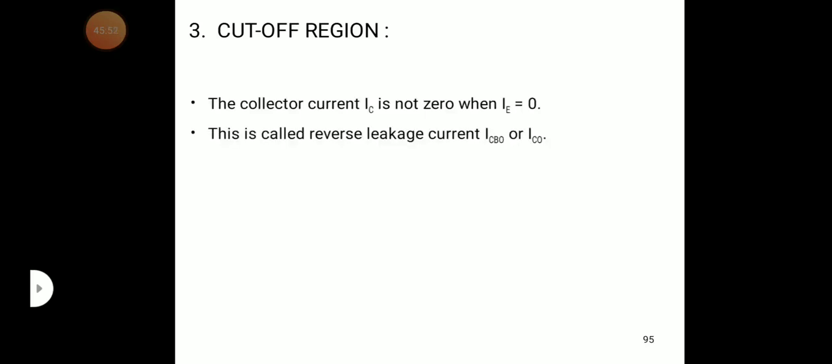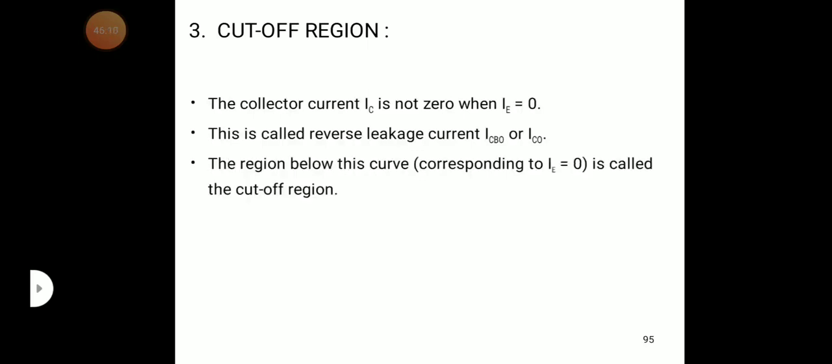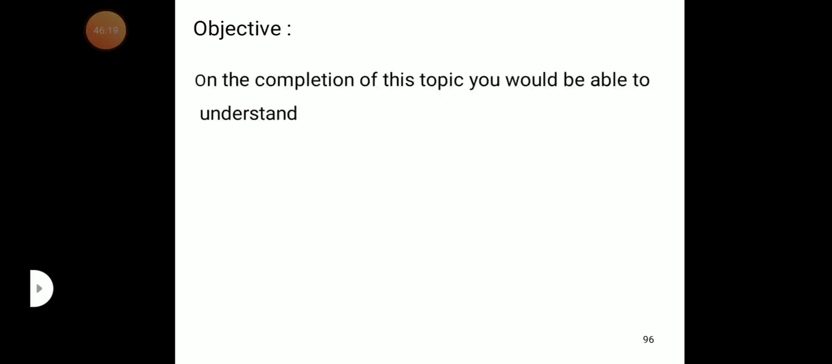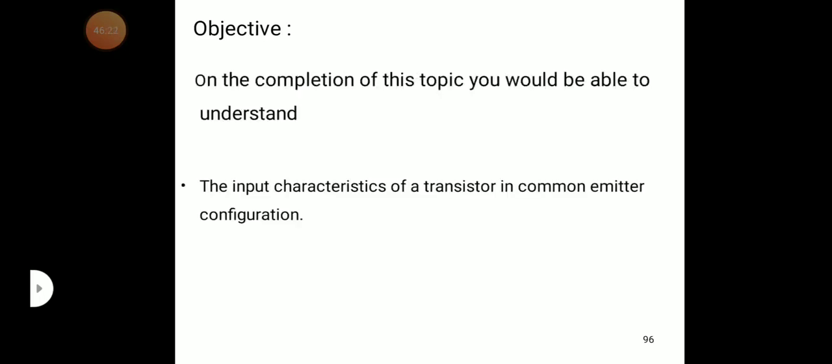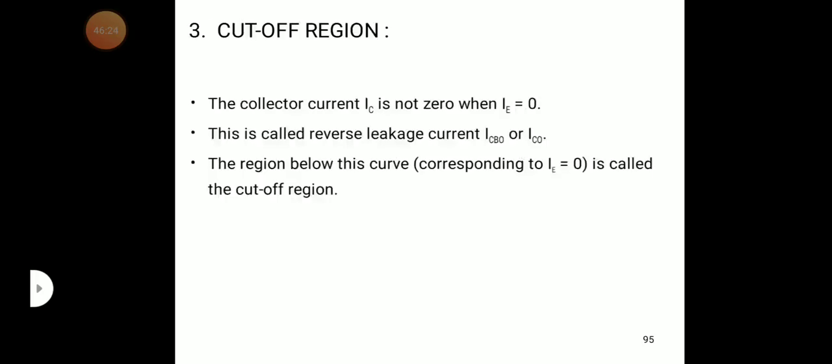The last one is the cutoff region. The collector current IC is not zero when IE equals 0. This is called the reverse leakage current. The meaning is, whenever we are not applying the IE current, we still have some amount of current there. This is called the reverse leakage current. The region below the curve corresponding to IE equal to 0 is called the cutoff region.